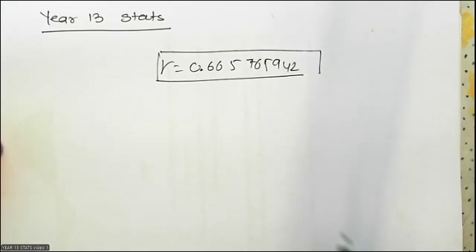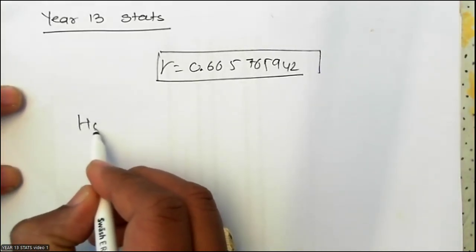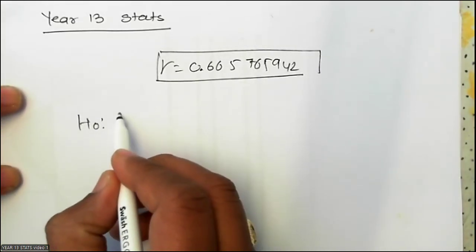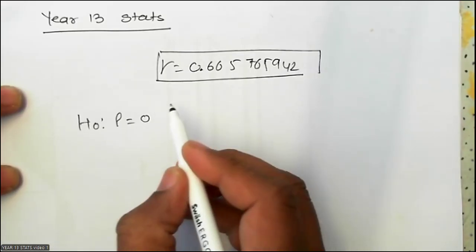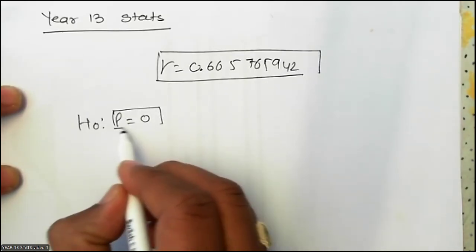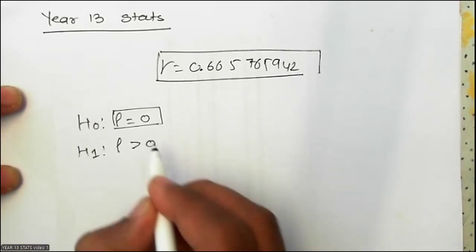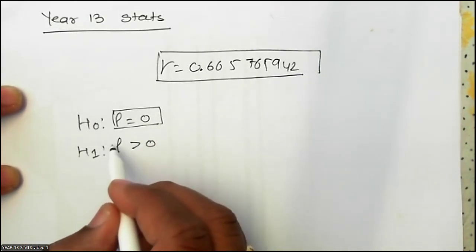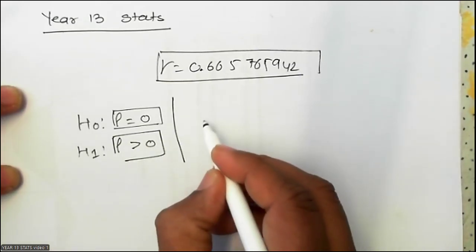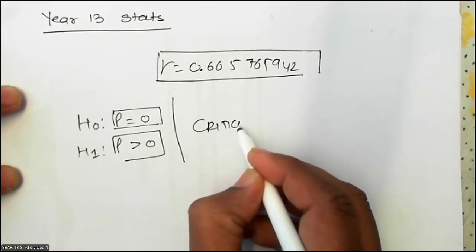So what do we need to do, people? Very important. Your H naught is, you're assuming that the correlation is 0. This is standard. It stays the same for all the tests. And your H1 is what they've asked me to test. They asked me to test for positive correlation. So what do I need to do? I need to work out a critical value now.